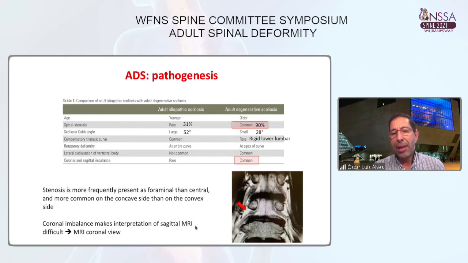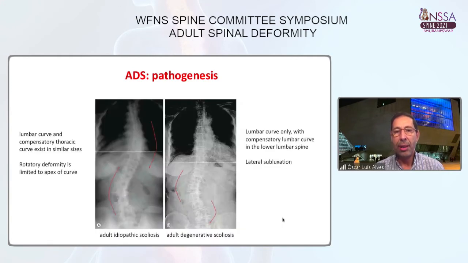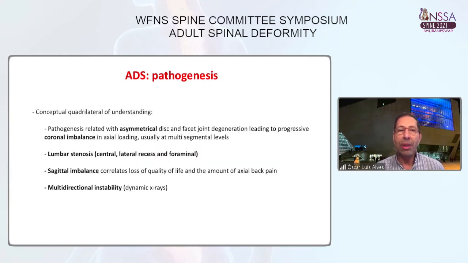Coronal imbalance makes interpretation of sagittal MRIs very difficult. I always like this kind of MRI coronal view where you can see the difference in the compression in the concave side. So you have a conceptual quadrilateral understanding of the problem. Because of asymmetrical pathology of disc and facet joint degeneration, this leads to coronal imbalance in axial loading, usually at multiple segment levels. But you have also lumbar stenosis, sagittal imbalance, and multi-directional instability that you assess on dynamic X-rays.